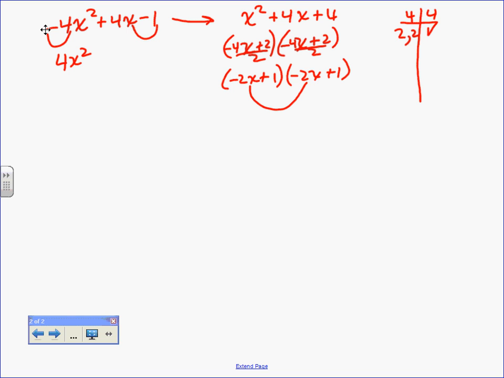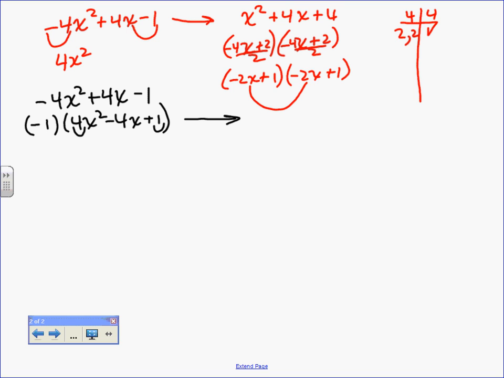That is, let's factor out the negative 1, so we start with a leading coefficient that's positive. So here's the original polynomial. Factor out a negative 1, and we get 4x squared minus 4x plus 1. Now we can multiply this 4 times this 1 and factor the related polynomial, which is x squared minus 4x plus 4.